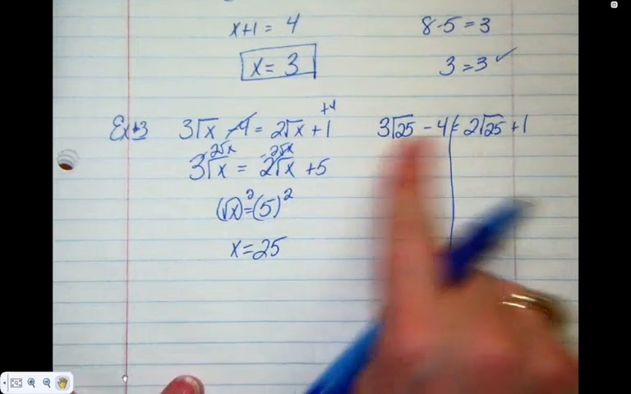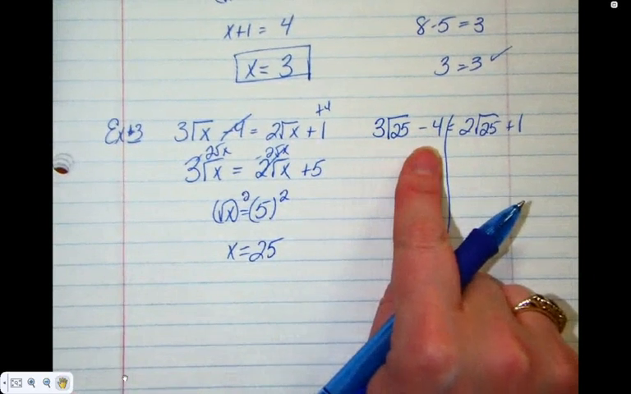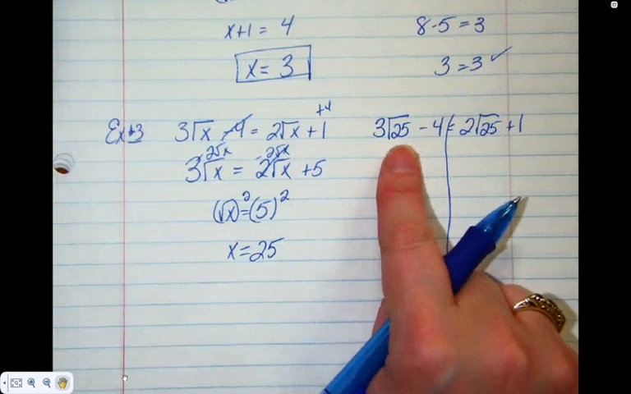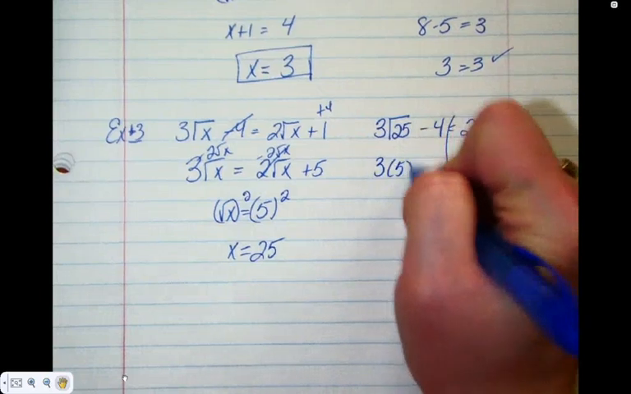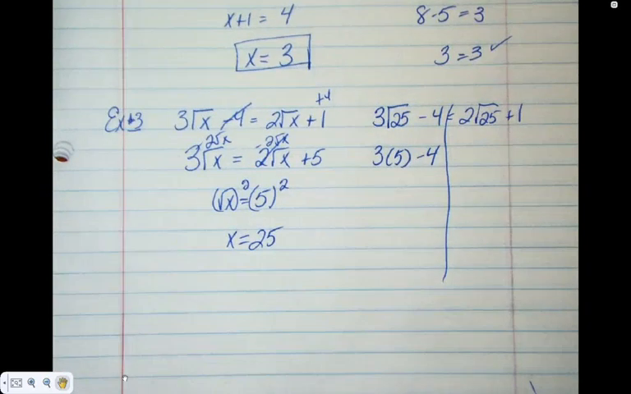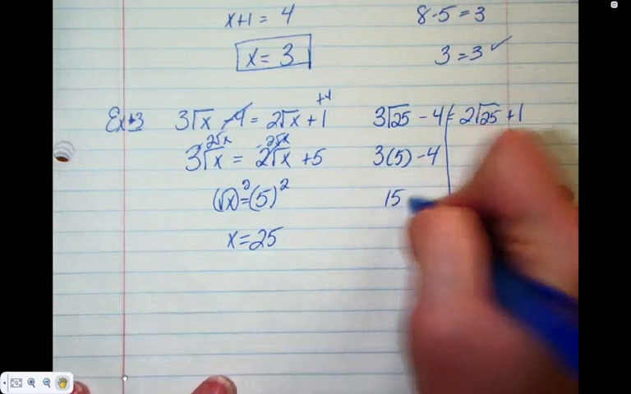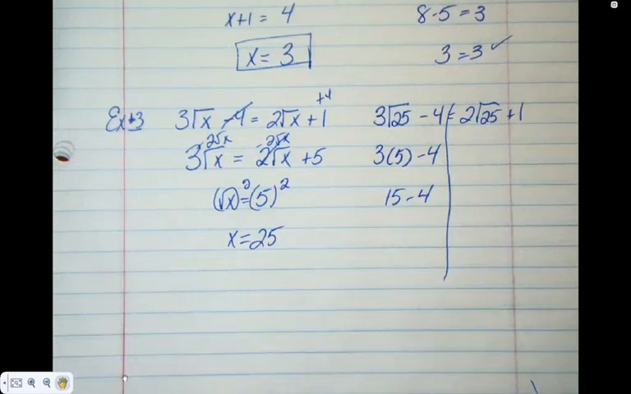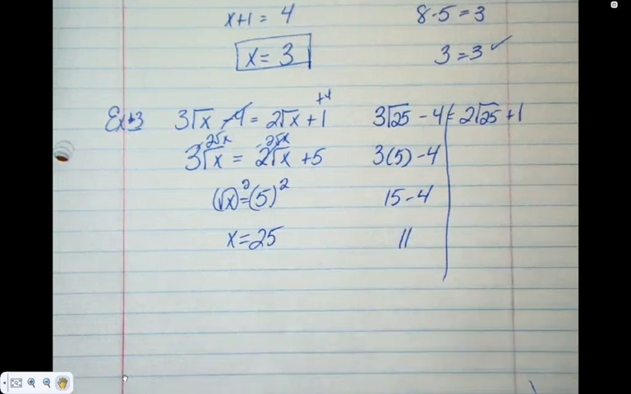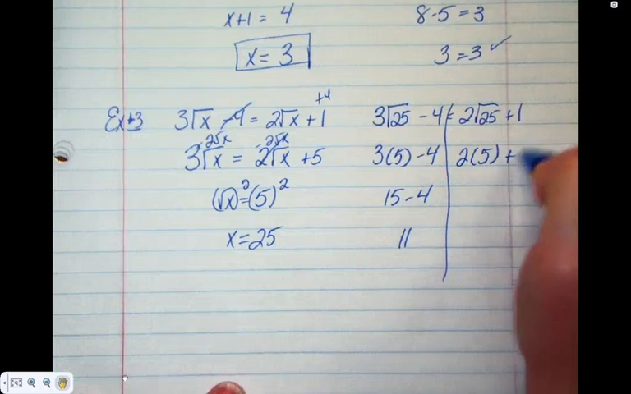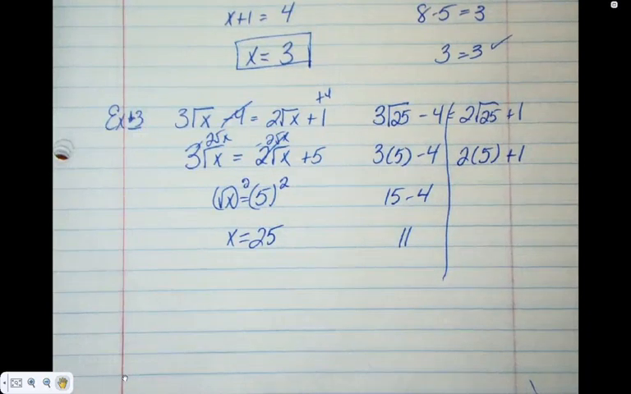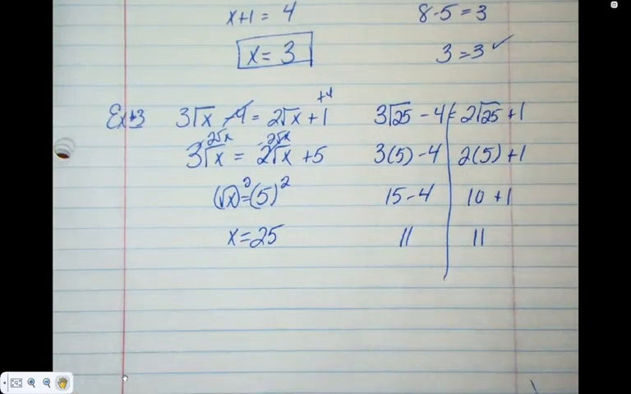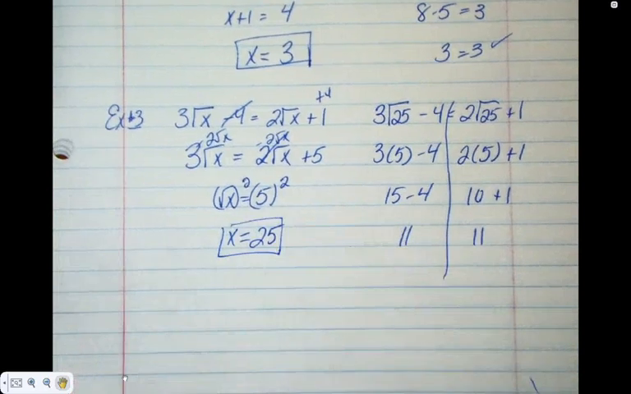What are we going to do first in 3 root 25 minus 4? The root's going to go first because it's like an exponent. So the root of 25 is 5. Then the multiplication, 3 times 5 is 15. 15 minus 4, 11. Same thing on the other side. We're going to do the root first, which is still 5. Multiplication will be 10. The addition gives us 11. We go, whew, yes, it's the same. x equals 25 is the answer.